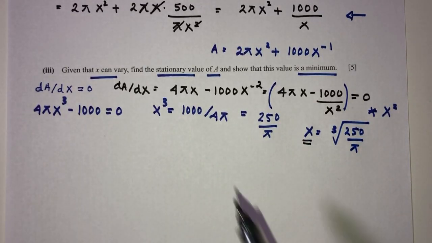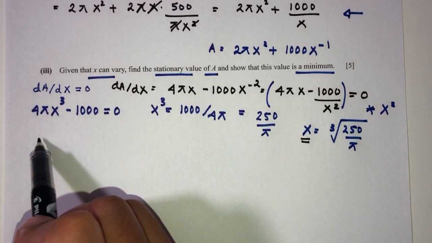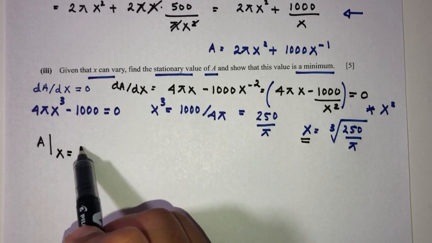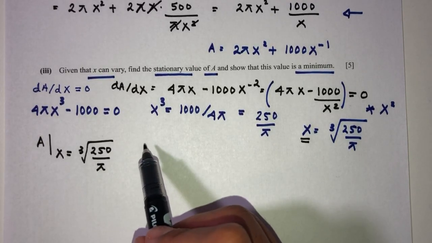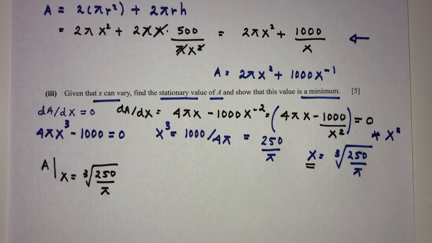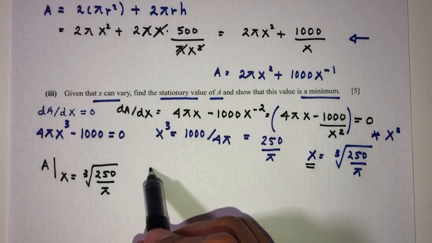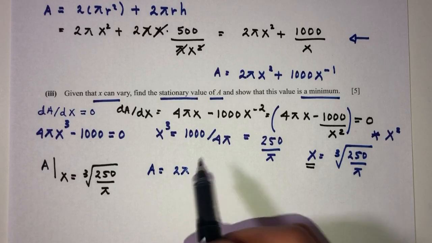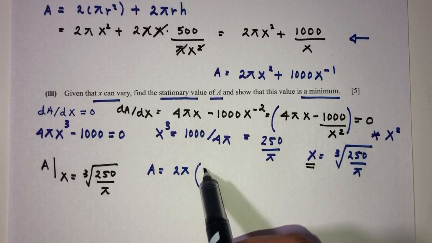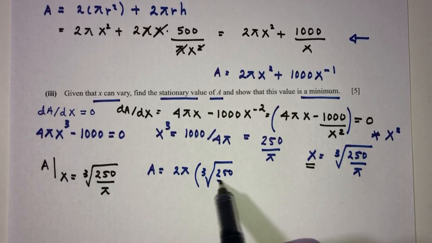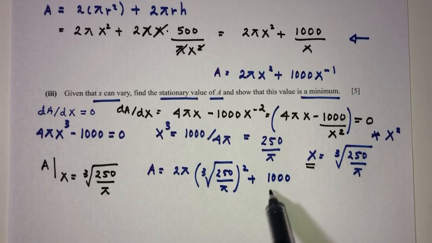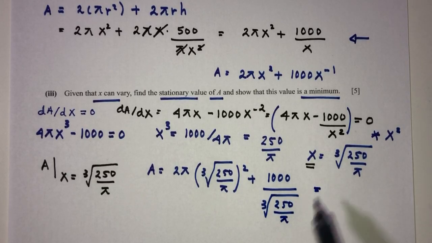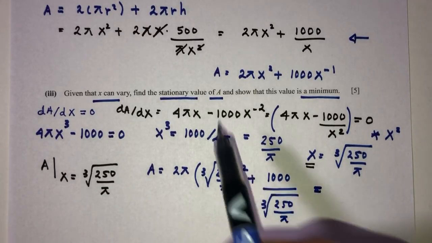But this is not the question. We have to find the value of A at this value of x. So A is this one. Replace back in your main equation. A will be 2 pi x squared, which will be this value, cube root of 250 over pi squared, plus 1000 over the value of x. So now you have to evaluate this. You will find the value that you need, that is for the first part.